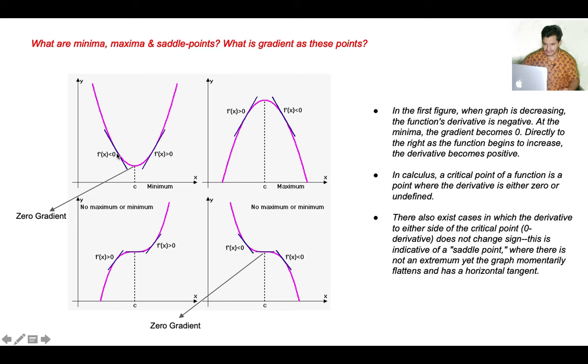But in this case, where the gradient becomes zero and also the gradient changes sign, there it can be a minima or maxima. So this is important to know: minima, maxima, saddle point. A saddle point is neither a maxima nor a minima, but momentarily the gradient becomes zero and doesn't change sign. So minima, maxima, saddle point, and the gradient at minima and maxima is zero, and also for saddle points it's zero, which is neither a minima nor a maxima.